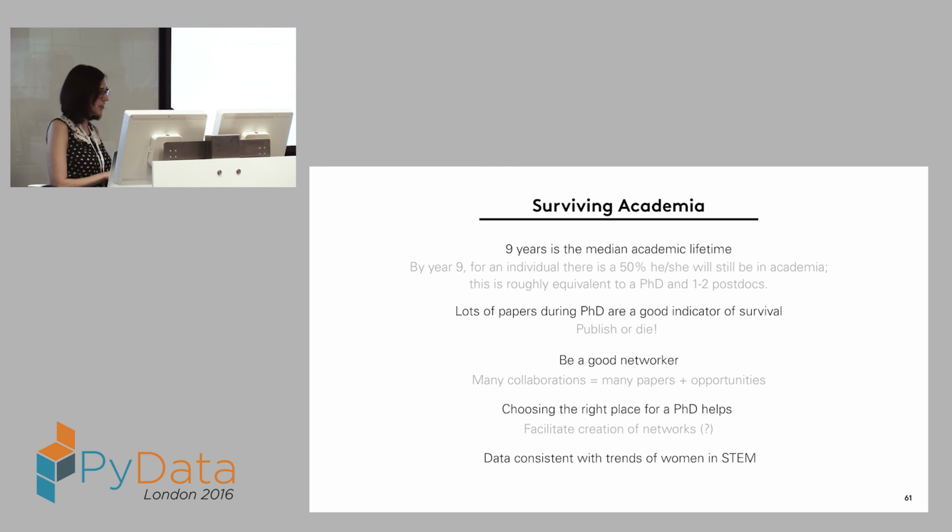So in my last 40 seconds, I'm just going to give you a very quick TLDR. So surviving academia, 9 years is the median academic life, and this is roughly equivalent to a PhD and probably 1 or 2 postdocs, depending on the length of your postdocs. Lots of papers during your PhD are a good indicator of survival, so publish or die. Be a good networker, so many collaborations equals many papers and opportunities. Then choosing the right place for a PhD helps because probably it facilitates the creation of networks. And finally, the data is consistent with trends of women in STEM. But the sample size for women was very, very small.